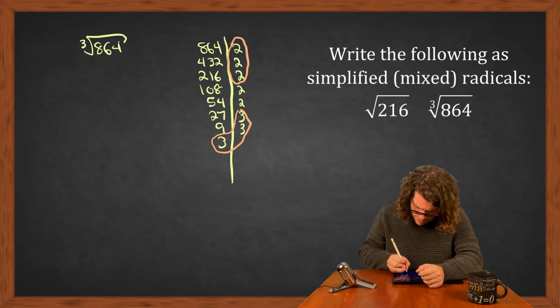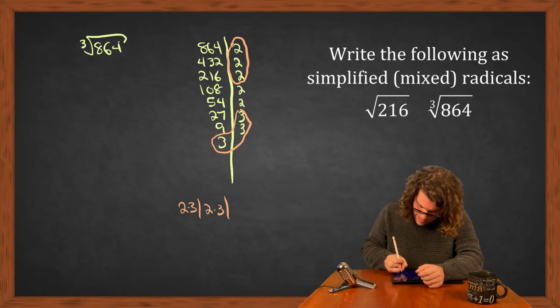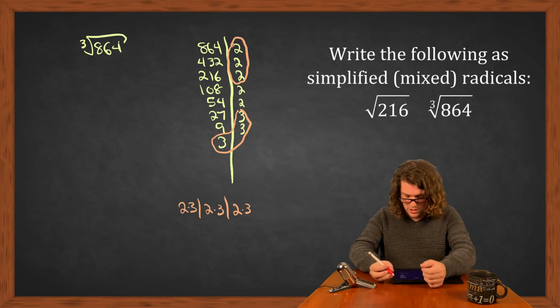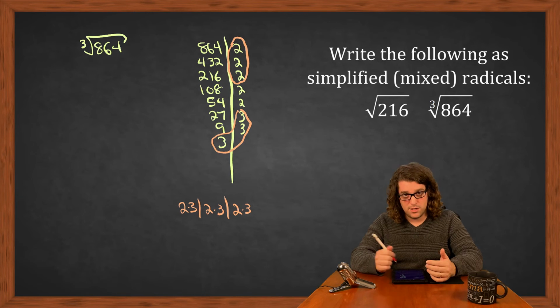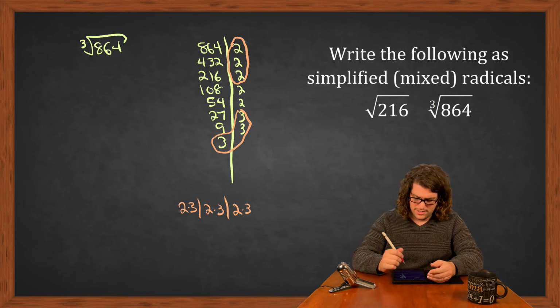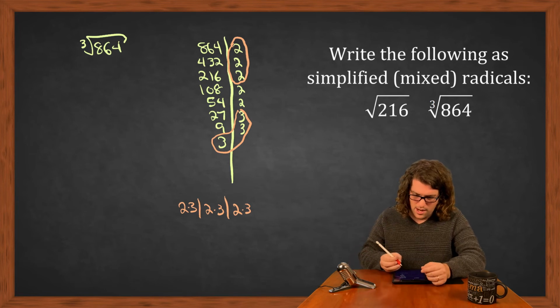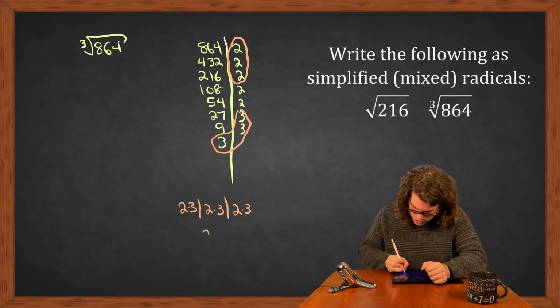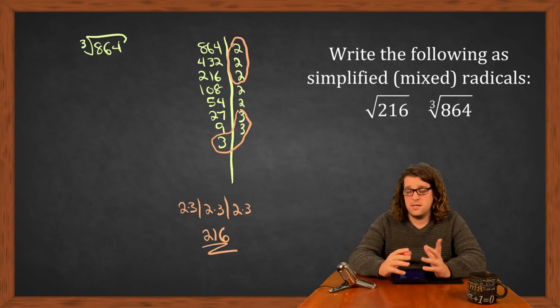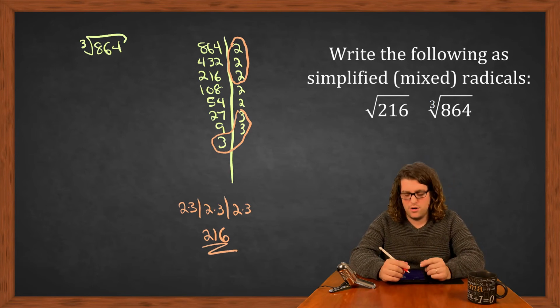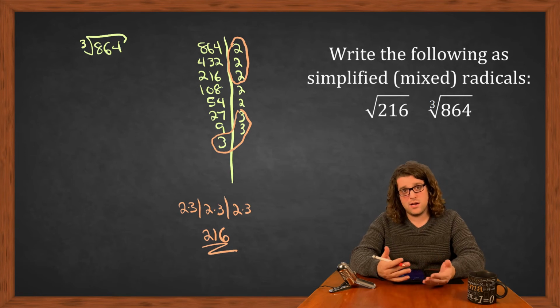If I wrote it the same way as I did last time, I'd have a 2 times a 3, and another 2 times a 3, and another 2 times a 3. So it becomes a value that is a perfect cube because it is 2 times 3, which is 6, times 2 times 3, which is another 6, times 2 times 3, which is the third 6. 6 times 6 times 6 is that value we had last time, which is 216. So 216 is the perfect cube that I want to use here because it is the largest perfect cube.